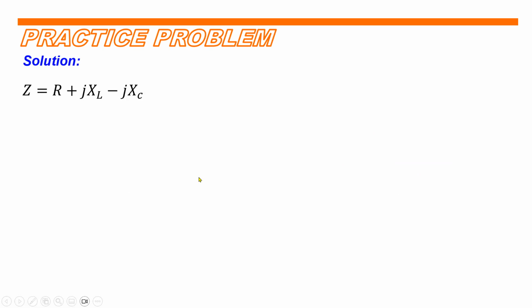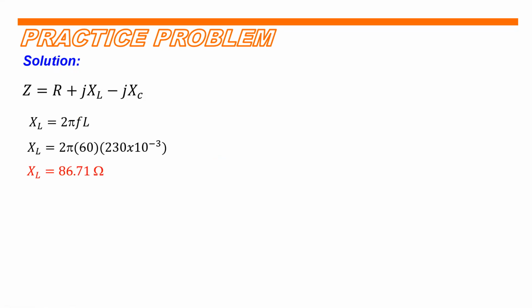So, gagamitin natin yung ating equation, Z is equals to R plus J X sub L minus J X sub C to solve for the value of the impedance. But before that, kailangan isolve muna natin yung ating inductive reactance is equals to 2 pi FL. Then substitute all the values given. That is inductive reactance is equals to 2 pi multiplied by the 60 hertz multiplied by 230 times 10 to the negative 3. And the inductive reactance is equals to 86.71 ohms.